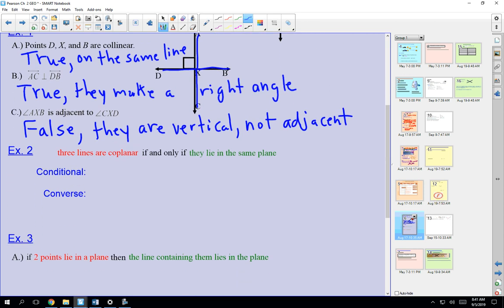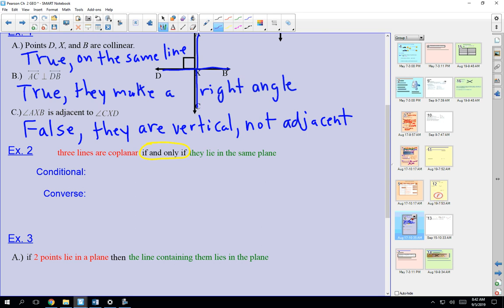All right, so this is a biconditional statement. 3 lines are coplanar, if and only if. There's what makes it biconditional right here. If and only if. So we're going to write it as a conditional and a converse. And like I said, when we get to our theorems, the conditional and the converse would both be true because it's a theorem and it's been proven. We're going to walk through the steps of the same proofs that have already been done, using our definitions and other theorems and postulates.